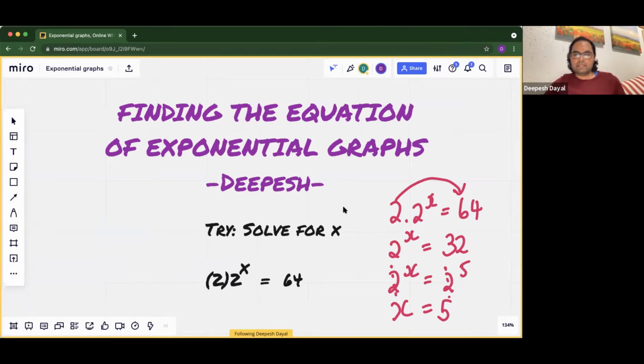Well done, everybody. So x indeed equals 5. And if you plug it in, you'll see that it is 5. Well done. x equals 5, right? So today we're going to come to solving the exponential graphs.